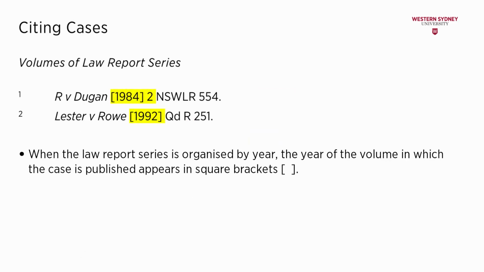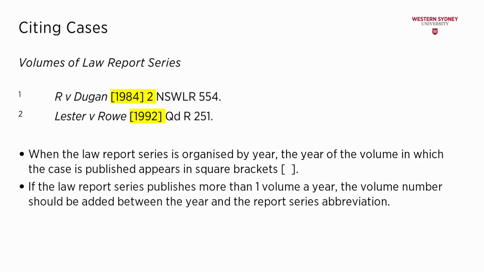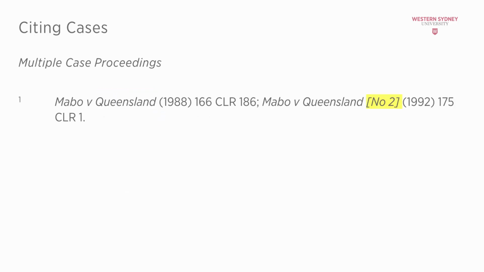When the law report series is organised by year, the year of the volume in which the case is published appears in square brackets. If the law report series publishes more than one volume a year, the volume number should be added between the year and the report series abbreviation.